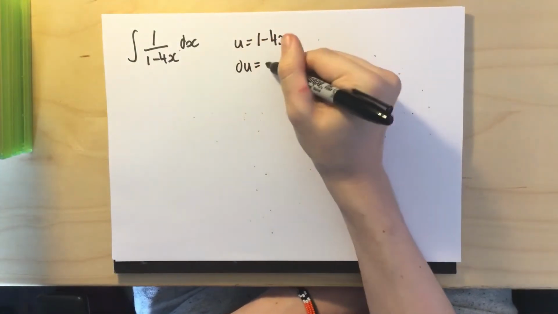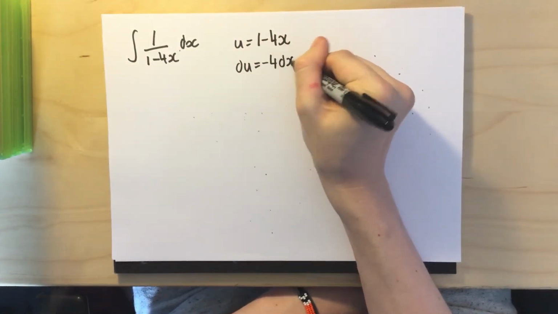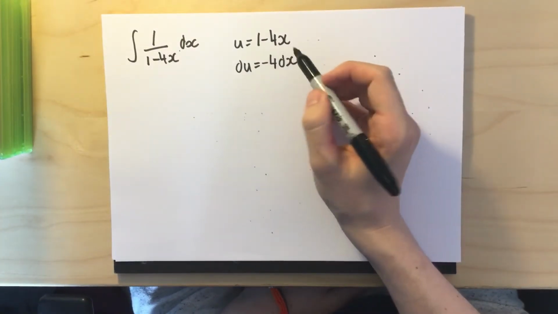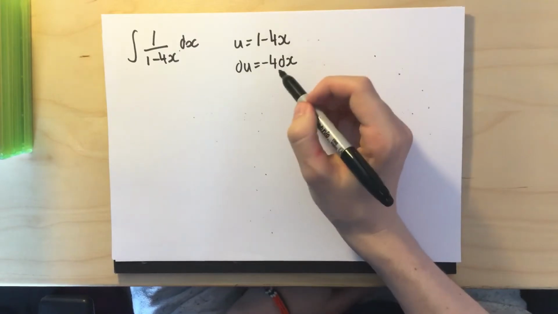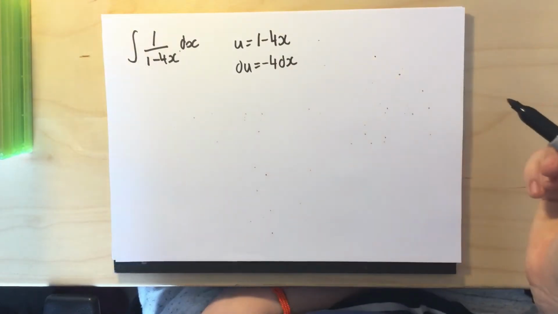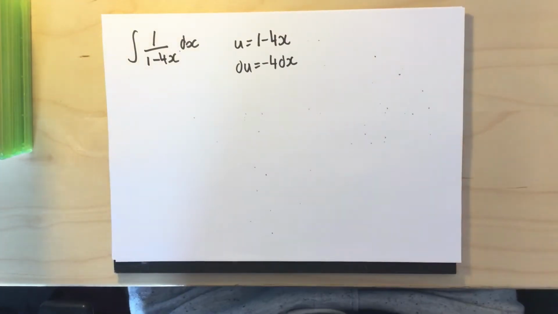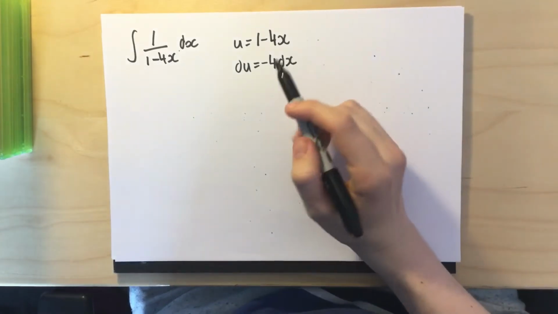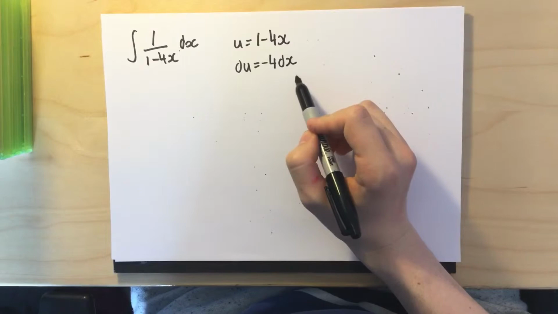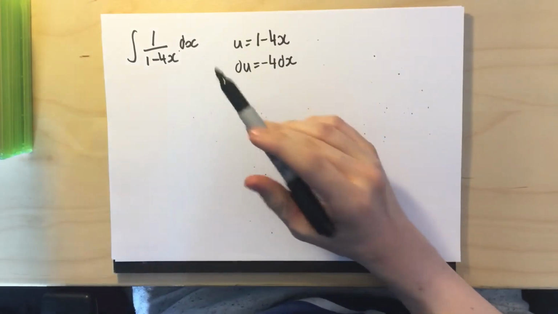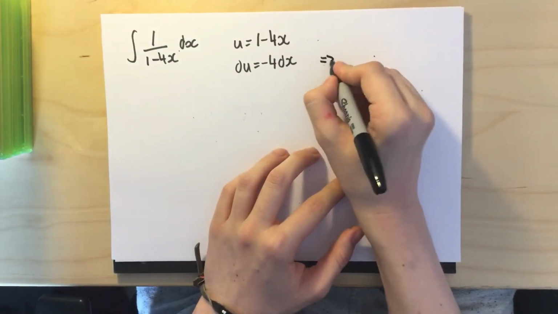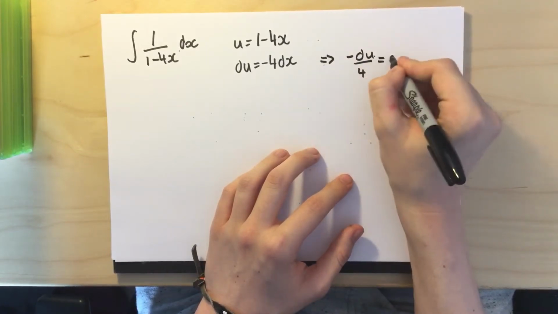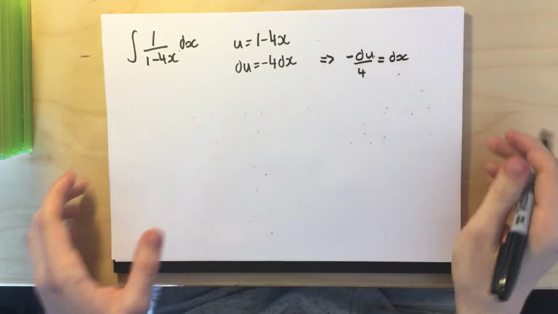Differentiating that, we have minus 4 dx. And that minus 4 just comes from, if we differentiate x, we get 1, so minus 4 times 1 is minus 4, and then times the whole thing by dx as we're differentiating with respect to x. Now, again, we're going to have to do some rearranging to that equation, just so that we can get our dx on its own, so it appears as it does in our integrand. This is very simple. We can just do minus du over 4 is dx.